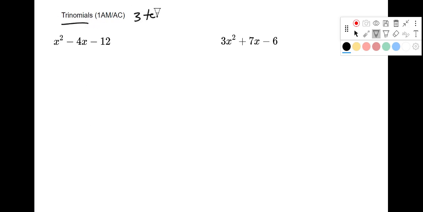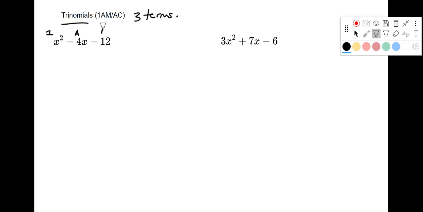Trinomials have 3 terms. We're going to look at 2 methods to factor trinomials. One is a fast method called 1 a.m., and then the other method takes a little while. It's called AC. We'll explain the difference real quick and remind you. Now remember, 1 a.m., which some teachers teach it as, means that there's a 1 in front of the x squared. There it is. 1 is my leading coefficient.